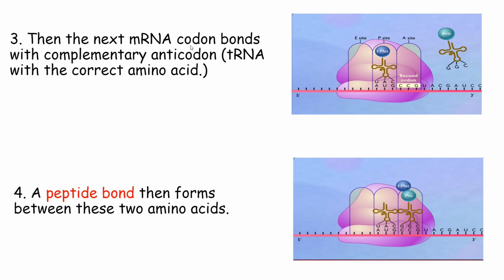Then the next mRNA bonds with complementary anticodon. So another tRNA with the correct amino acid, this one here, will come and it will bind here, because it has a complementary base pair. So the anticodon codes the codon, but it also brings this amino acid. So now you're going to have this amino acid and this amino acid beside each other. And what happens when you have two amino acids beside each other? They form a bond. A peptide bond forms between them and joins them together.